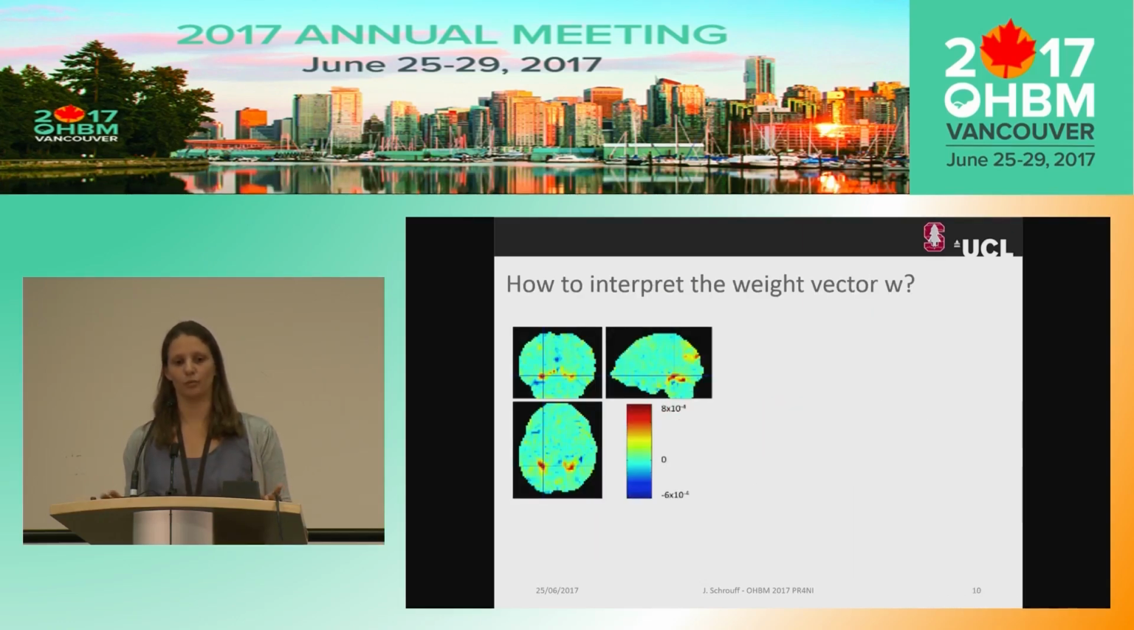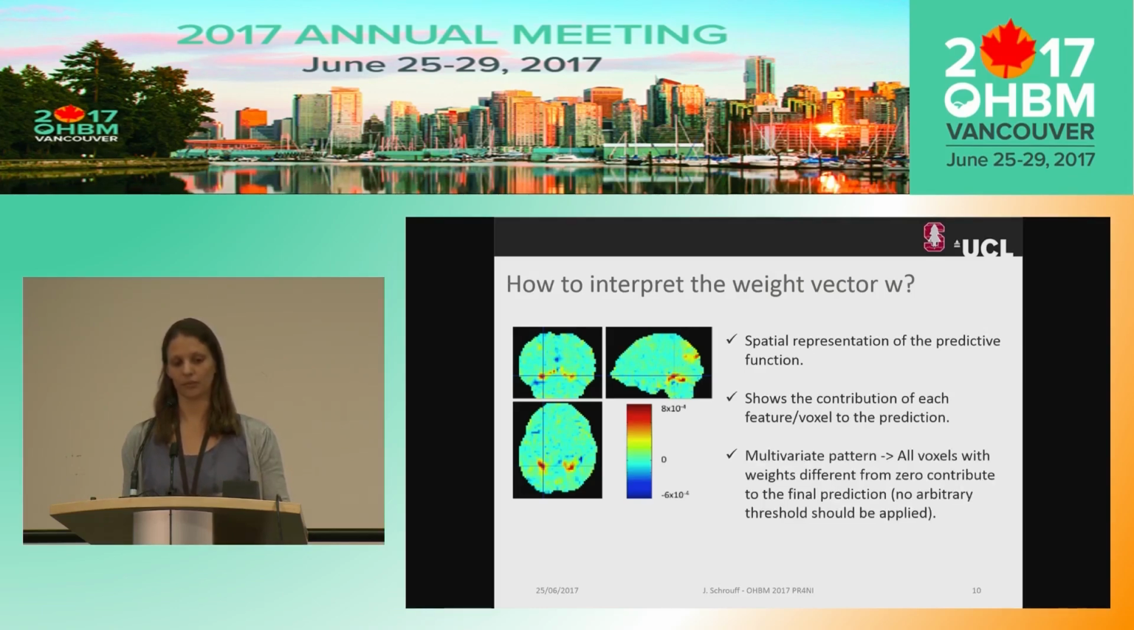But what can we do with weight vectors? We need to keep in mind it's the spatial representation of the predictive function. It shows the contribution of each feature to the prediction. It's multivariate, so we can't threshold. And it's a mixture of signal of interest and of noise.